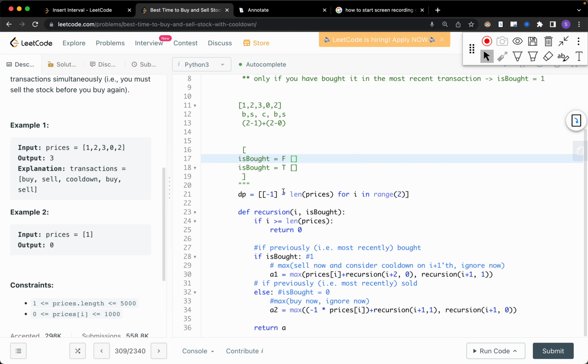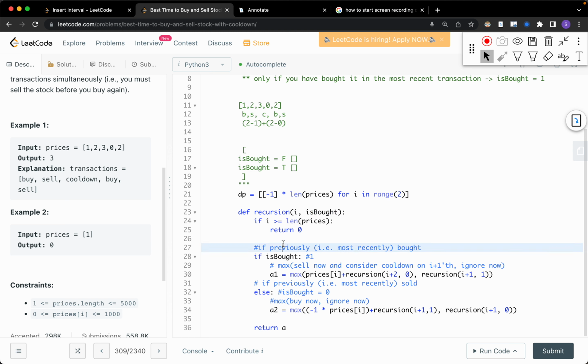So that's why the maximum value that i can take is length of prices minus 1. So the total number of different values that I can take is length of prices. For each possible value of isBot, I am taking one array. So it would be like a matrix. Totally, my DP array would be a 2D matrix with the number of rows equal to 2, and the number of columns equal to length of prices.